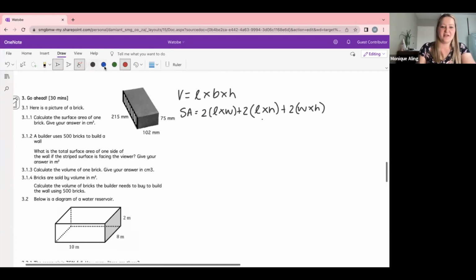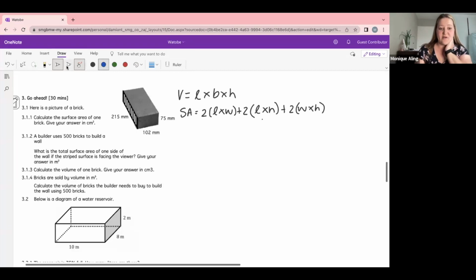Okay, guys, so now let's actually get to a question. Here is a picture of a brick, okay? We've been given all the dimensions of the brick. First question, calculate the surface area of one brick. Give your answer in centimeters squared.